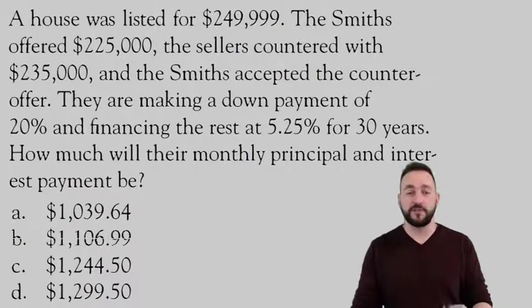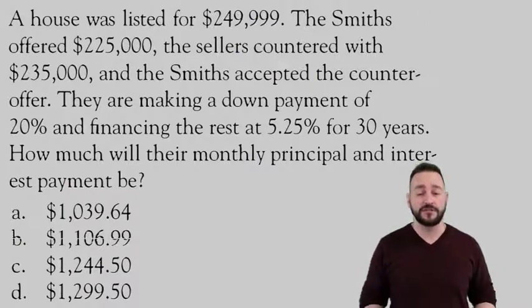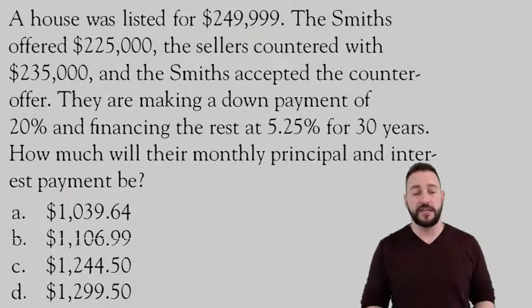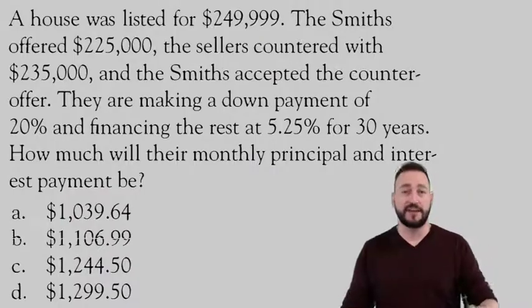All right, so let's go over this real quick. You have answer A, $1,039.64. Answer B is $1,106.99. Answer C is $1,244.50. And answer D is $1,299.50. Let's see how this goes. All right, awesome. So let's go over the question real quick.